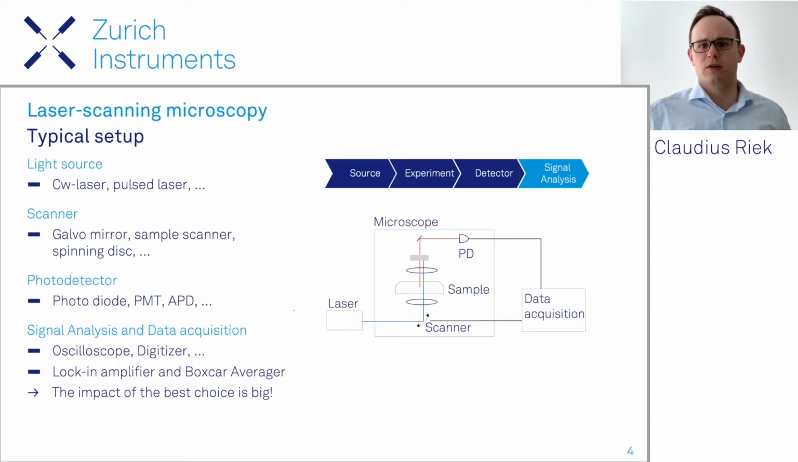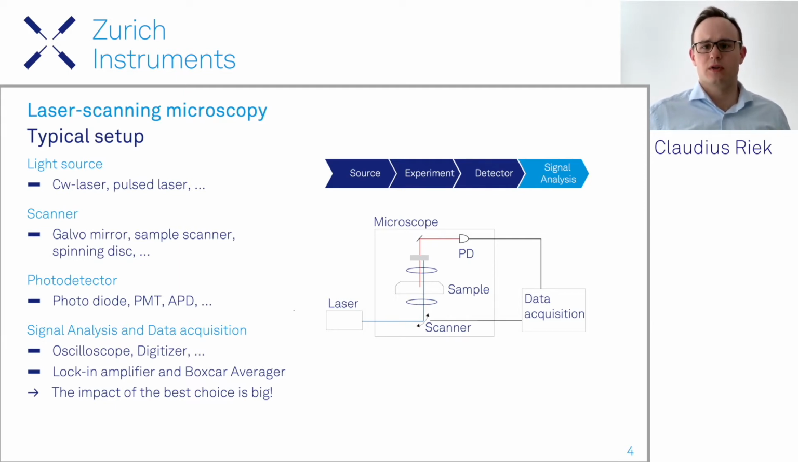And now let's have a look at a typical setup. We already mentioned the important ingredients, but what are those parts actually? On the light source side, we typically have a laser, often even a pulse laser. On the scanner side, we have, for example, galvo mirrors, a sample scanner, or a spinning disk scanner, all performing the very same tasks.